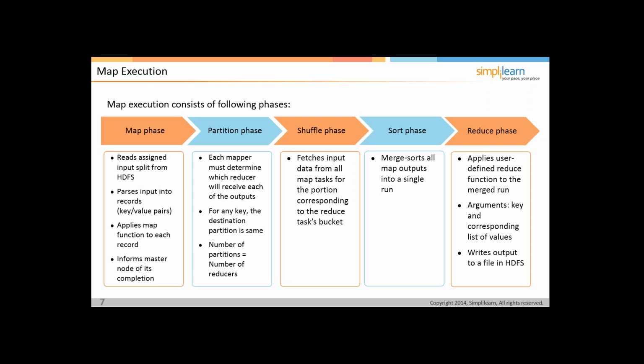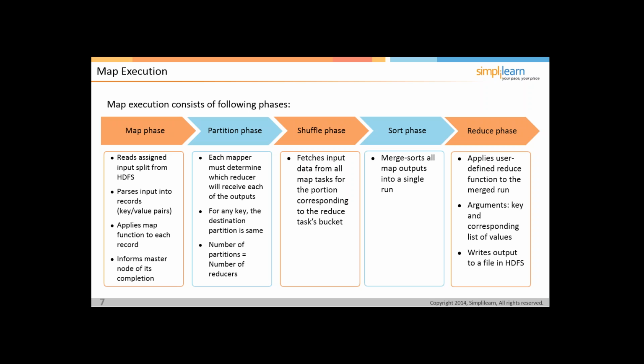In the next phase, the partition phase, each mapper must determine which reducer will receive each output, and for any given key, the destination partition will be the same. In the partition phase, it also determines the number of partitions, which is equal to the number of reducers.